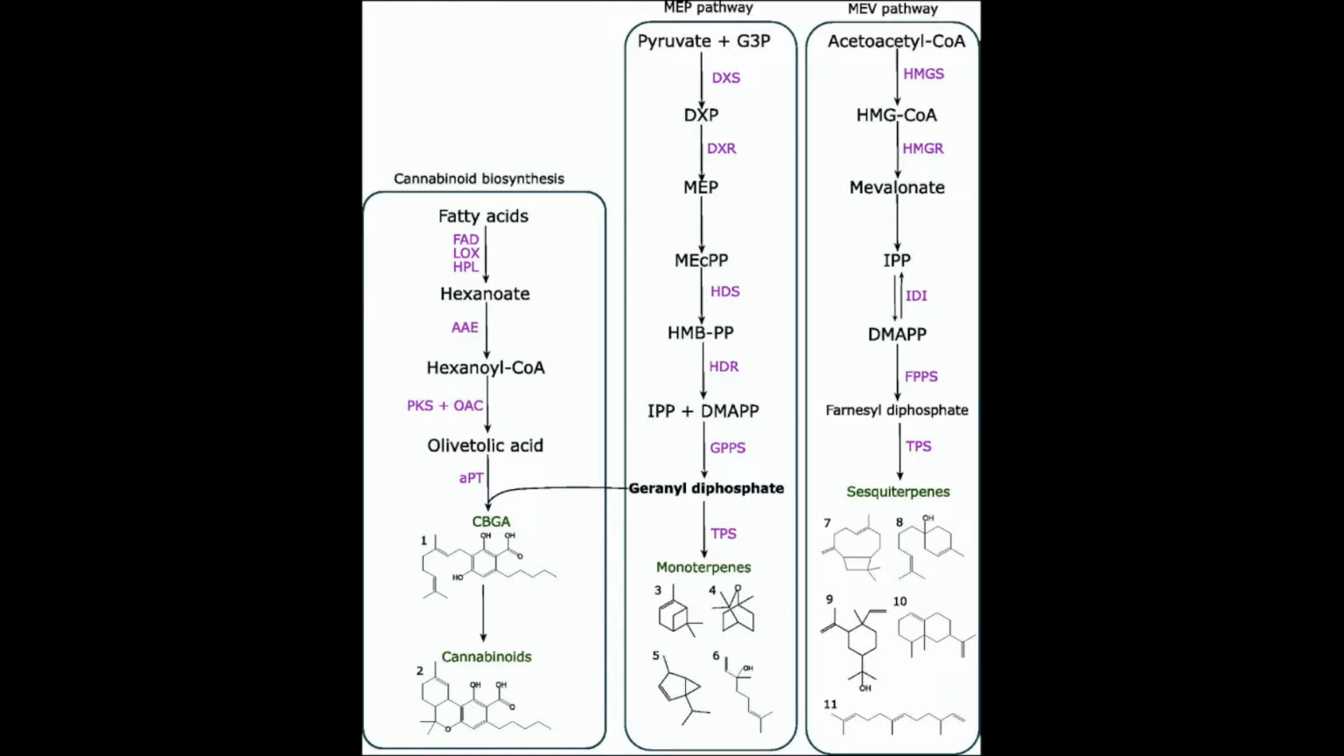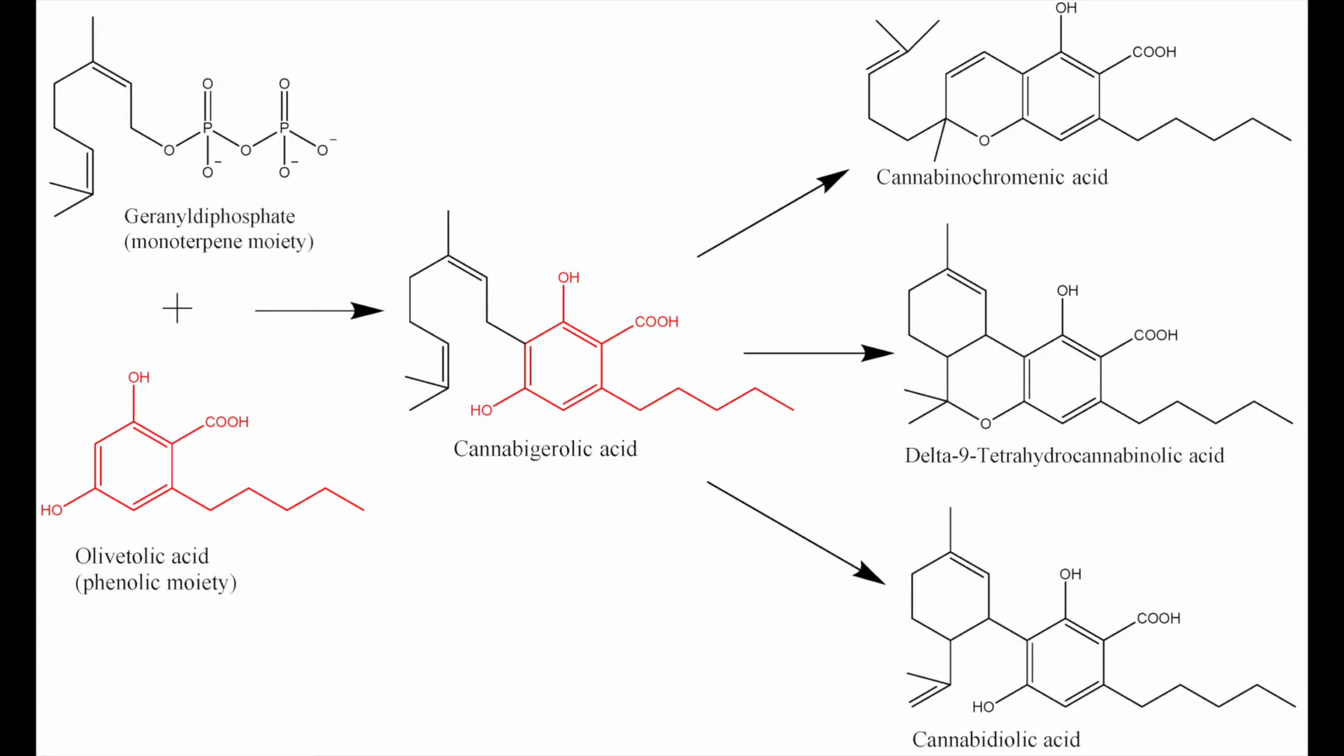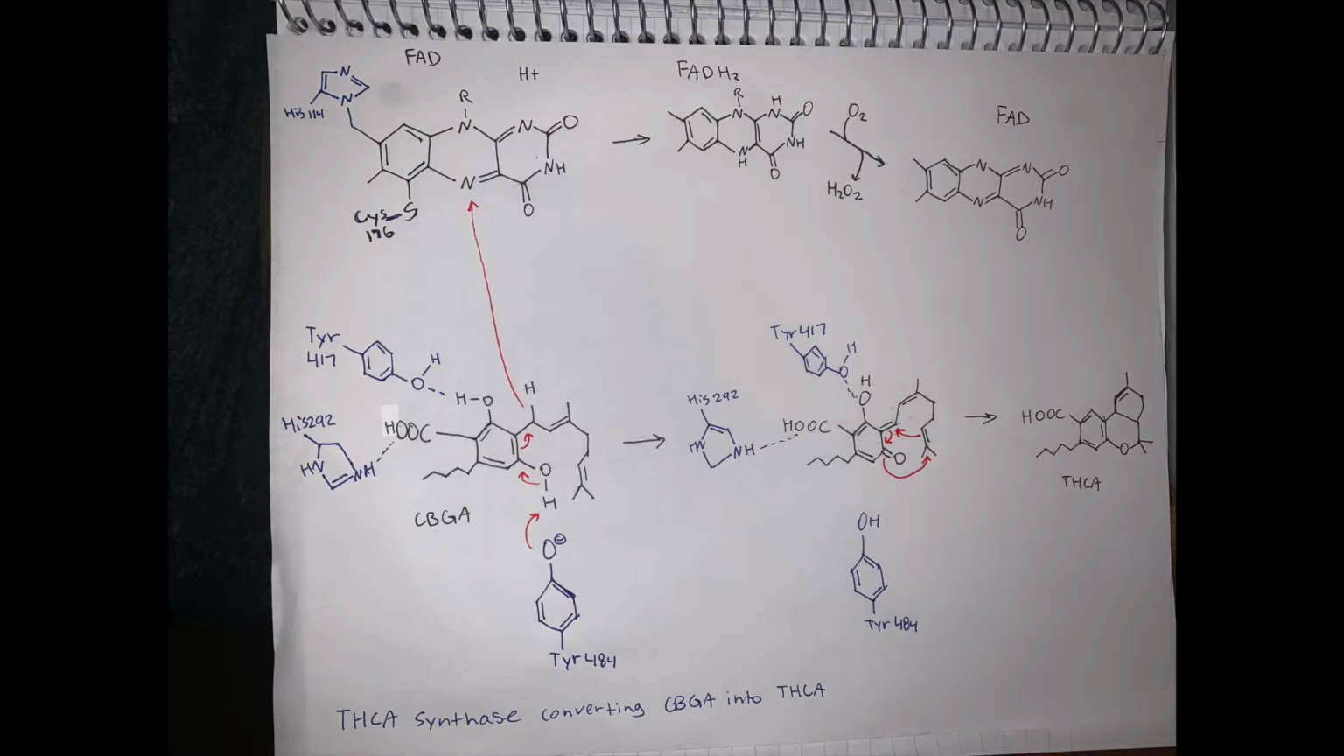The first step in synthesizing cannabinoids starts with fatty acids, which are then converted to hexanoate, converted to hexanoyl-CoA, and then converted to olivetolic acid. Then, geranyl diphosphate from the MEP pathway combines with olivetolic acid into CBGA, which is the precursor for all cannabinoids. Now, if you look at the next image, it shows THCA synthase converting CBGA into THCA.